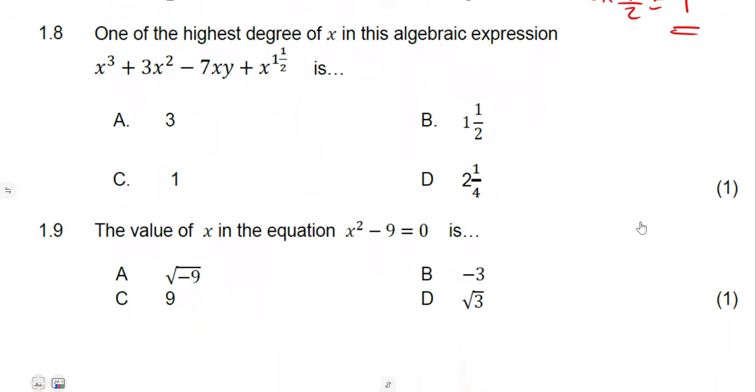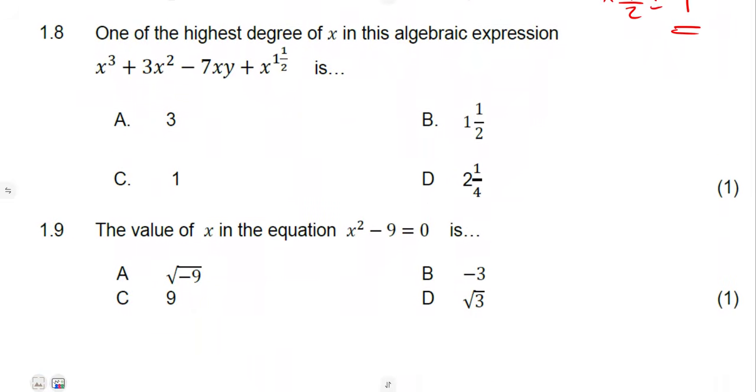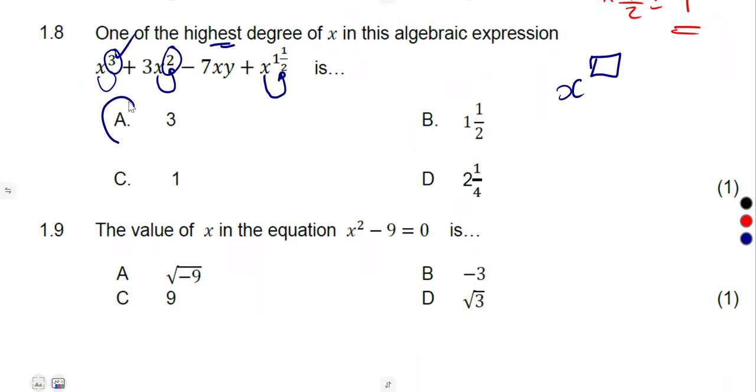What is the highest degree of x in this algebraic expression? The highest degree, the highest power, which is found on x. So you compare: this is x to the exponent of 1, x to the exponent of 2, x to the exponent of 3. The highest power is 3. So that is the highest degree. So 3 is the highest number that we are given there.